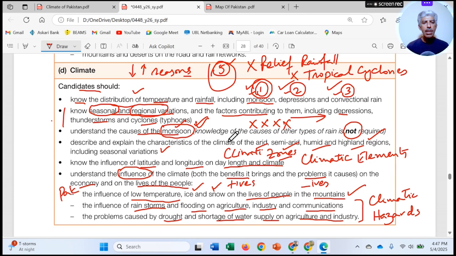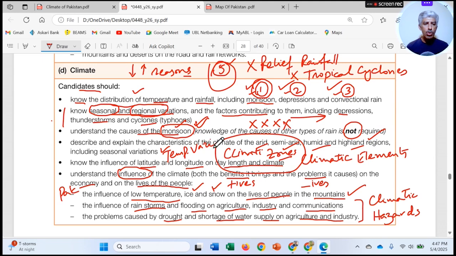Understand the causes of the monsoon. Knowledge of the causes of the other types of rain is not required. Describe and explain the characteristics of the climate of the arid, semi-arid, humid and highland zones, including seasonal variations. This is what we call the climatic zones. And then know the influence of latitude and longitude on day length and climate. So this is regarding the temperature variations.